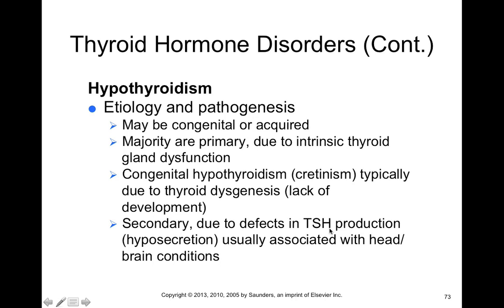Secondary hypothyroidism can be due to deficits in TSH production from an anterior pituitary tumor of some sort, and it's associated with head and brain conditions. Because the pituitary gland sits right on the midline of your skull, right in the sella turcica. If you get a head injury, or if you get some intracranial pressure, it can really affect the pituitary gland. And it's also housed in a bony cavity, so if it swells, it can't expand beyond that bony cavity. So head trauma can also lead to secondary hypothyroidism, or exposure to radiation, tumors, that kind of stuff.